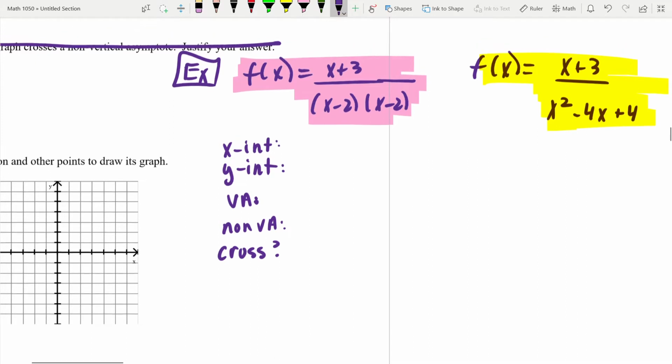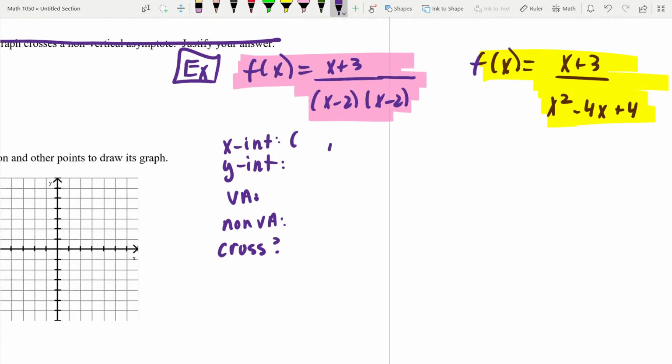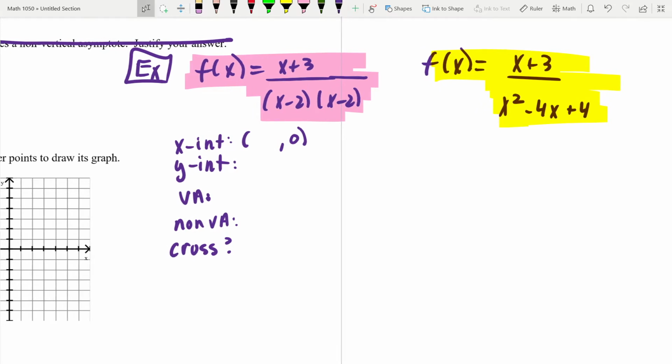To find the x-intercept, you let y be a 0, which is the same as letting the top be a 0. You get negative 3, 0. You only have 1, so it's going to cross. To find the y-intercept, I let x be a 0. Which one's easier to let x be a 0, pink or yellow? Yellow. Everything goes away except for the 3 on the top and the 4 on the bottom.